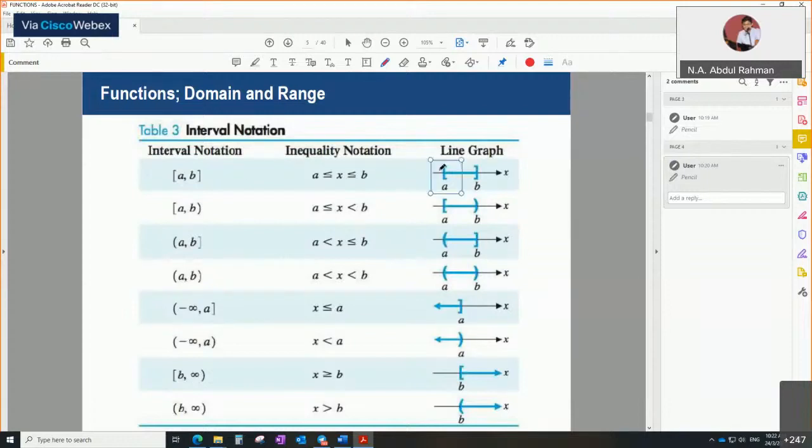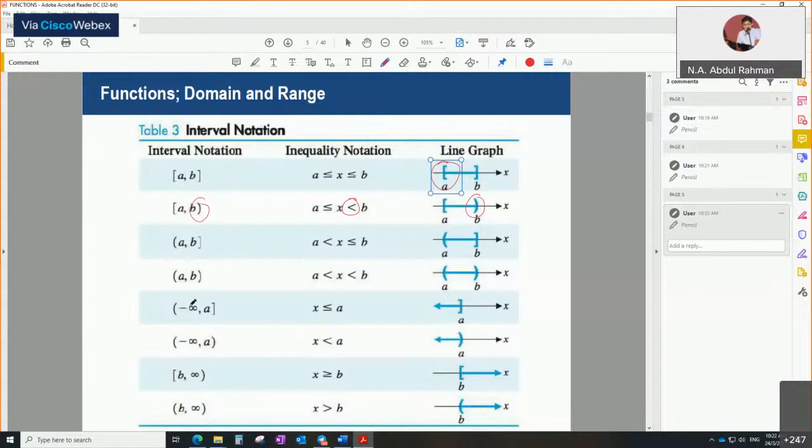When you are using this kind of notation, it means that you are including the boundary A. Similarly with B here. And if you are using this kind, you don't include B in your interval, so you have to use this kind of notation. It's the same everywhere.